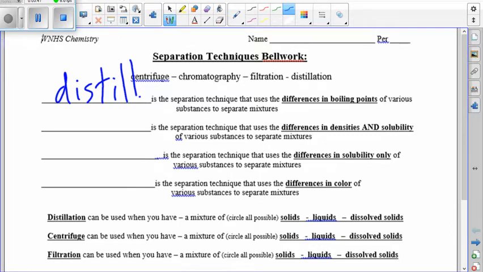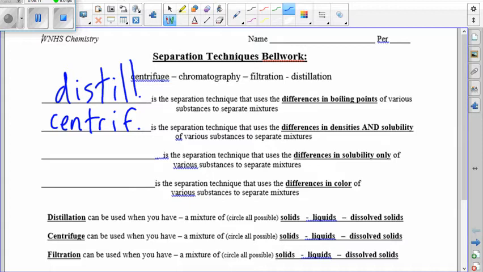What about a separation technique for differences in density and solubility? Yeah, I'd go to the centrifuge on that one. Because you definitely need to have a difference in solubility for a centrifuge to work, but a difference in density can also work with that as well. Okay? Love it.